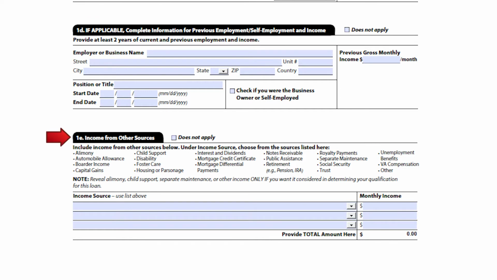Subsection 1E, Income from Other Sources. If the borrower is getting income from Social Security, real estate investments, or retirement accounts, you will fill this section out as accurately as possible.